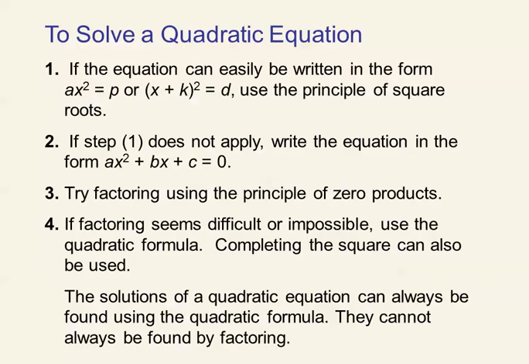So overall, if you're going to solve a quadratic equation, you're hoping that you can just use the principle of square roots. So you can really easily write it in a form where you can use the principle of square roots. But if you can't, then you want to put it in the form ax squared plus bx plus c equals 0, and you want to see if you can use the principle of zero products. For something that's easy to factor, that's the easiest way to do it. But if that's difficult or impossible, or you just don't see it, use the quadratic formula. It always works. You can't always use factoring, but you can always use the quadratic formula, and you can always use completing the square.